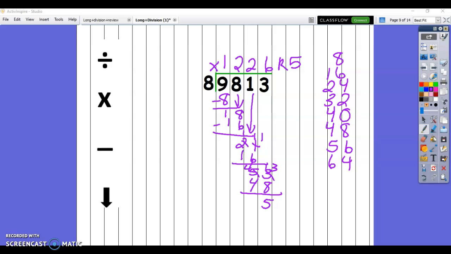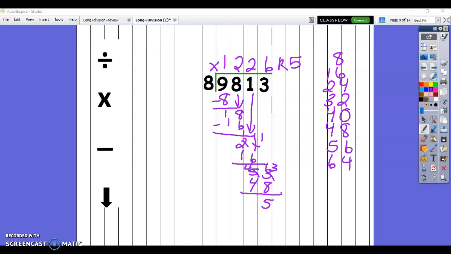8 divides into 18 2 times. 2 times 8, you should have 16. 18 minus 16, you are left with 2. Then you bring down your 1. Then you start completely all over.